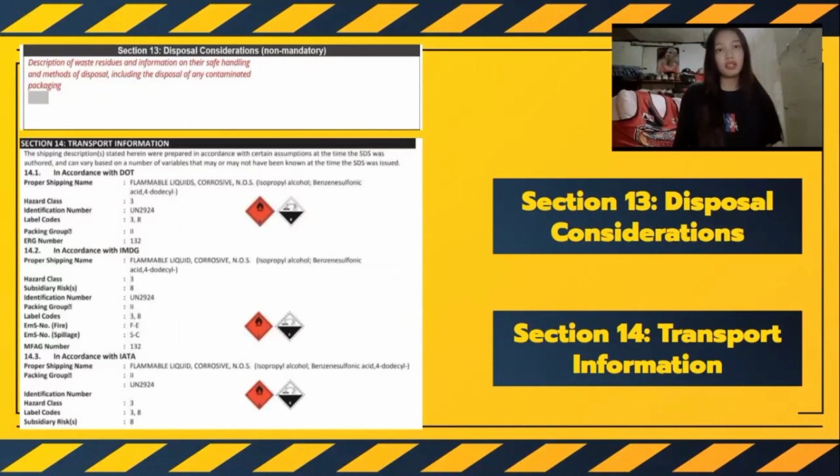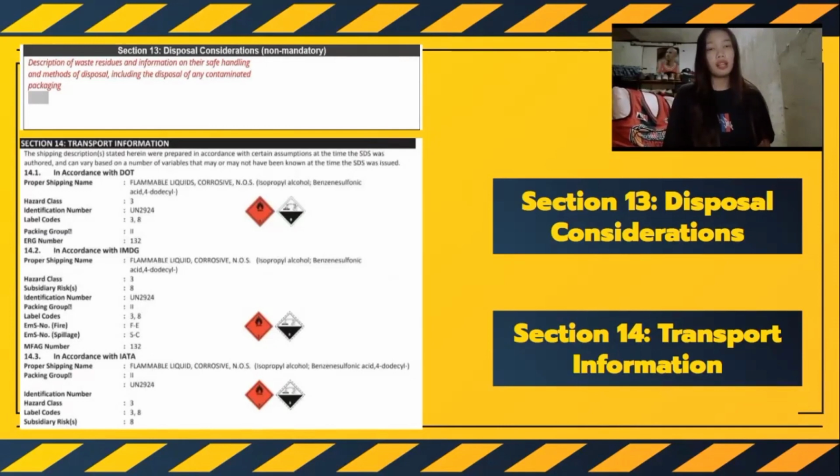Section 13. Disposal Considerations. This section provides guidance on proper disposal practices, recycling or reclamation of the chemicals or its container, and safe handling practices. For example, it must not be disposed together with household garbage. Do not allow products to reach the sewage system. Observe all federal, state, and local environmental regulations when disposing of this material.